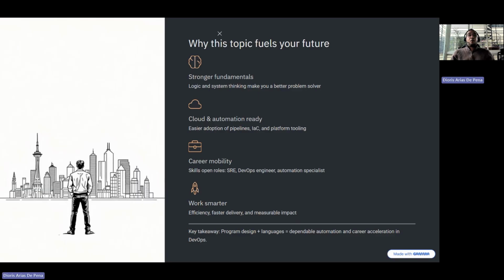Now, why is this topic important for my future? It improves my logic, my understanding of systems, and my ability to work with automation tools. These are all important skills in DevOps. Also, if I understand program design and computer languages, it will be easier for me to continue learning other technologies related to this field, such as cloud services, pipelines, and infrastructure as code.